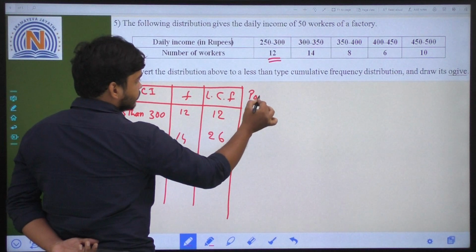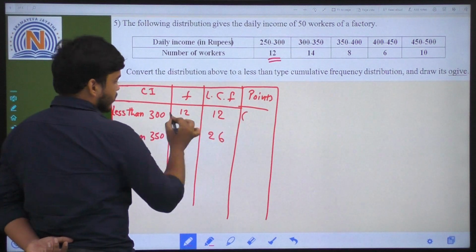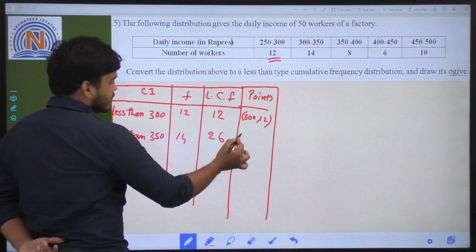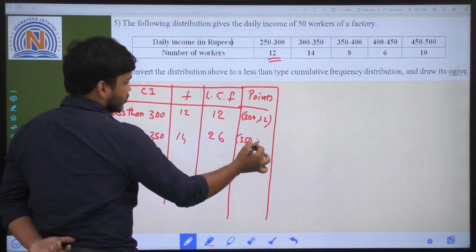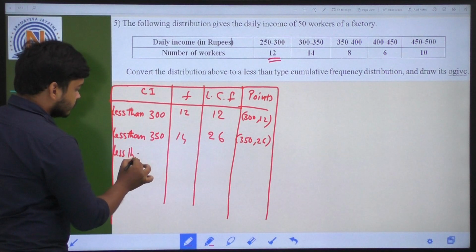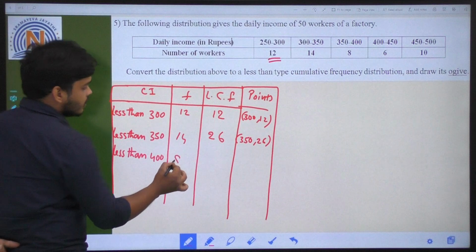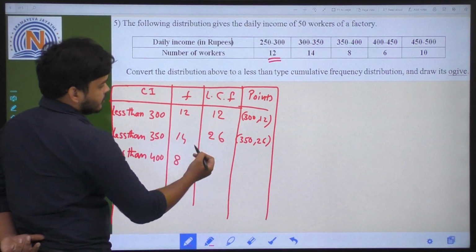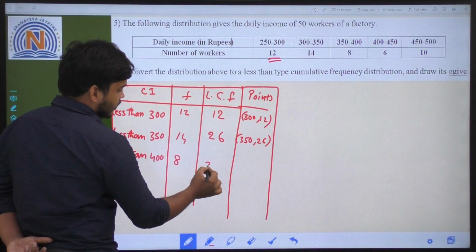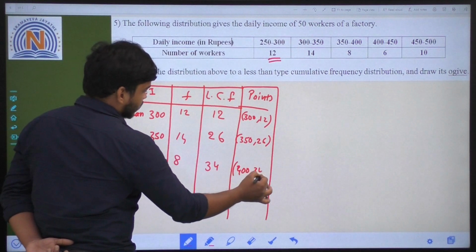Here the points, we need to write coordinate points also. Here the points are, first one is 300 comma 12, and the next one is 350 comma 26, and the next one is less than 400. Less than 400, frequency 8, and 8 plus 26 is how much? 34. So 400 comma 34.